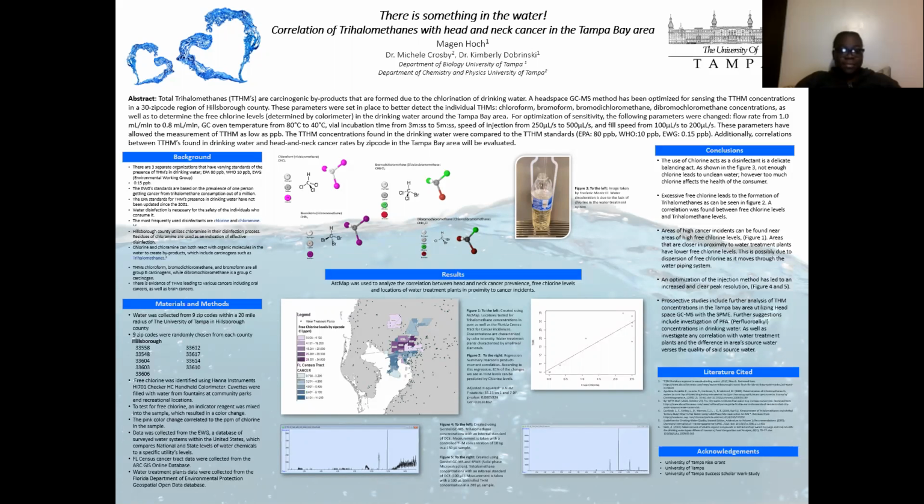There are 3 different groups that have standards for trihalomethanes. There's the Environmental Protection Agency, the EPA, which has 80 parts per billion. That's what the United States goes off of. And the World Health Organization, which has 10. And the EWG, the Environmental Working Group, which has 0.15.